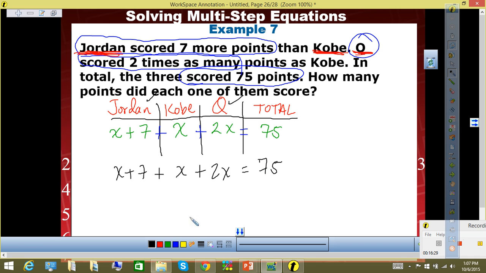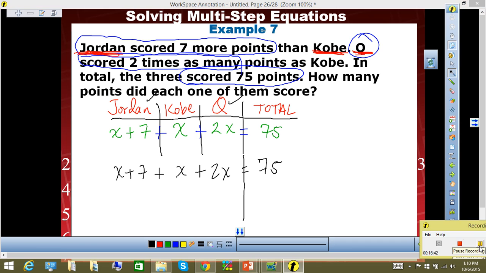Do we know how to solve that? Yes. By now we should have our 4 steps, right? Draw your line down, simplify one side, and solve. See what you get. I'll give you guys some time. Go. Now be careful with your answer that you're wanting to give me. Look at the question. How many points did each one of them score? Some of you wanted to already blurt out an answer, but that's not the answer. I want all 3 of them.